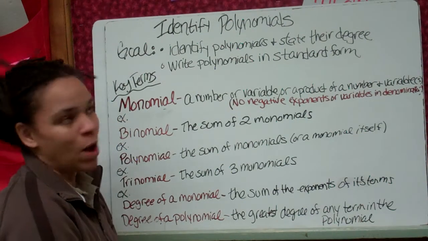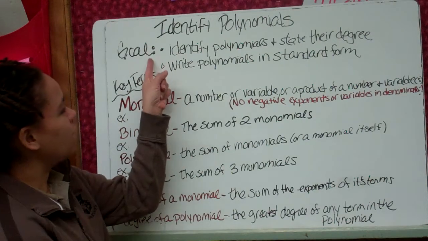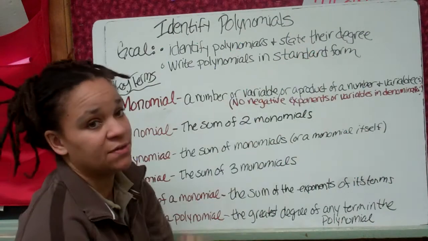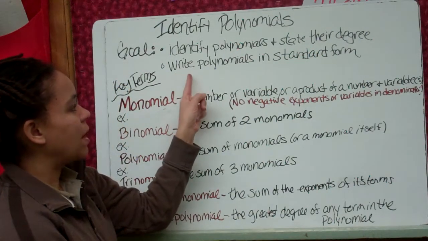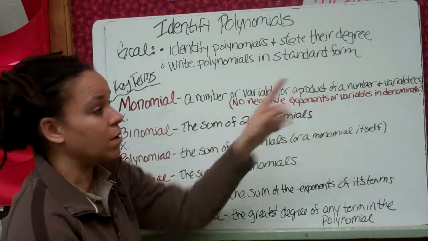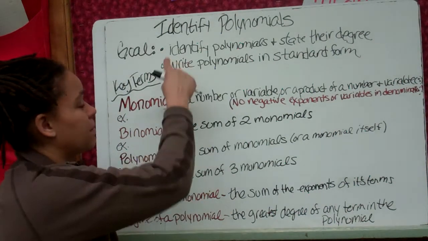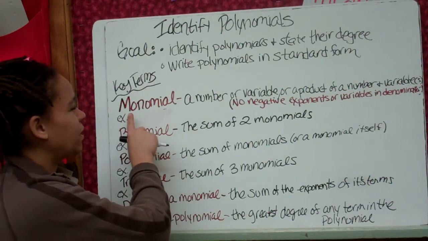Okay, welcome back. Let's talk about our goal for today. Our goal is to identify polynomials and state their degree. We're also going to write polynomials in standard form. So if our lesson is successful, by the end of the video, you'll be able to do these things. Let's quickly look at our terms.